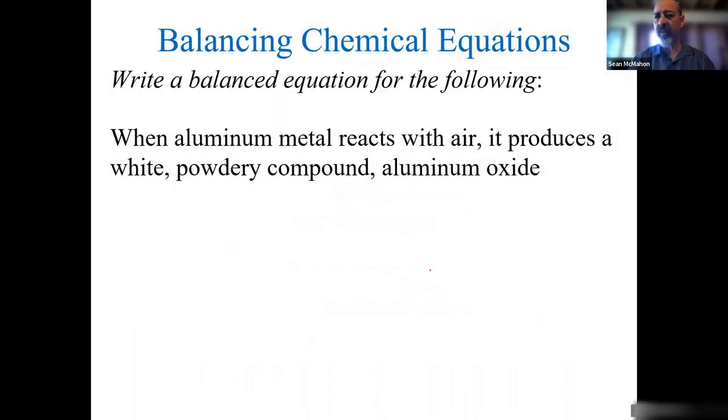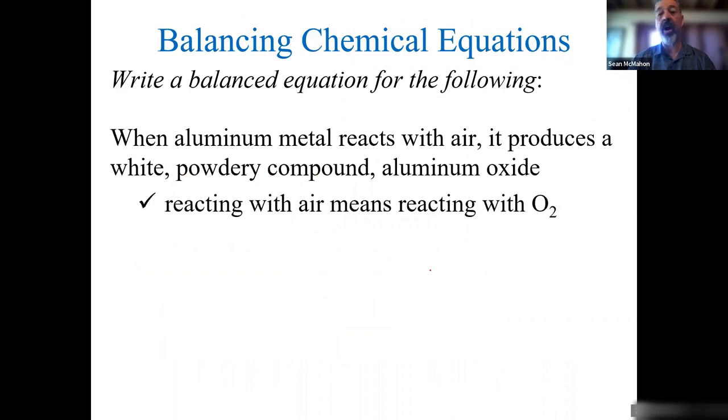So let's write a balanced equation for what we had before. Actually, this is an example. When aluminum metal reacts with air, it produces a white powdery compound called aluminum oxide. Whenever it says it reacts with air, it's basically reacting with oxygen. The major component in air is actually nitrogen, about 79%, but it's highly unreactive. There's about 21% oxygen. Oxygen is extremely reactive. That's why you hear the term oxidized. So whenever you hear with air, it's oxygen, okay?